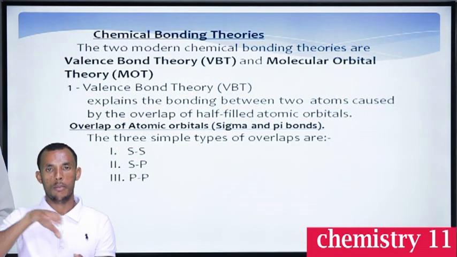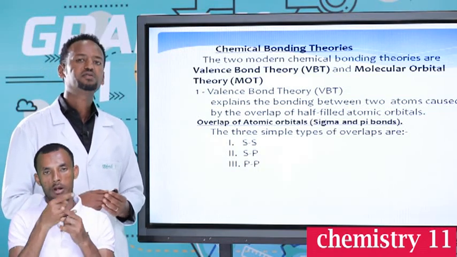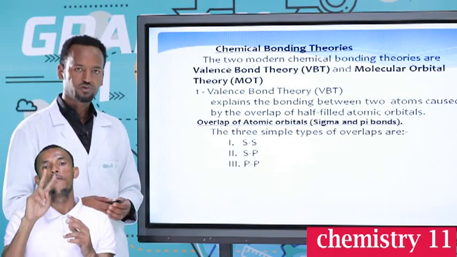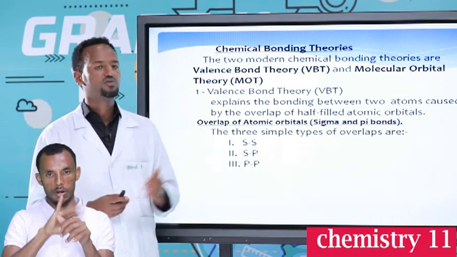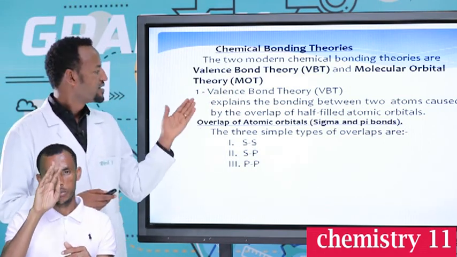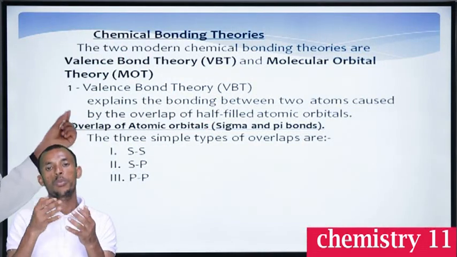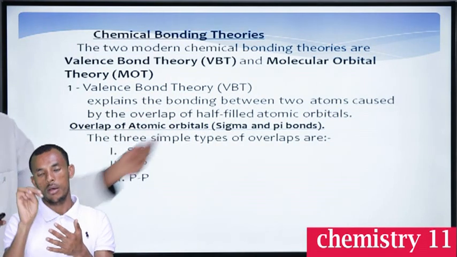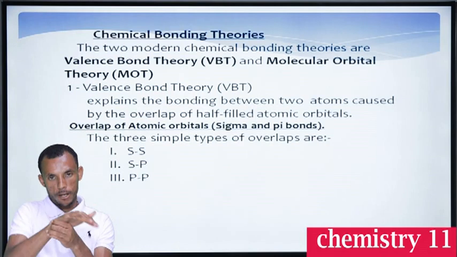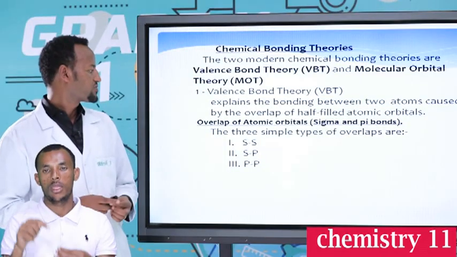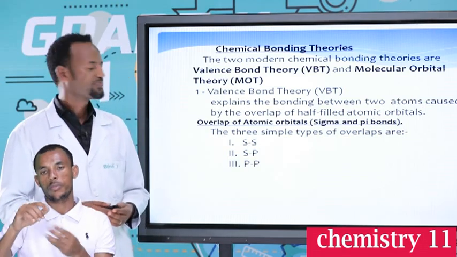Chemical bonding theories. The two modern chemical bonding theories are valence bond theory and molecular orbital theory, VBT and MOT. The first one is valence bond theory. This explains bonding between two atoms caused by the overlap of half-filled atomic orbitals. By the way, there are two types of overlap of atomic orbitals, which are sigma and pi bonds.